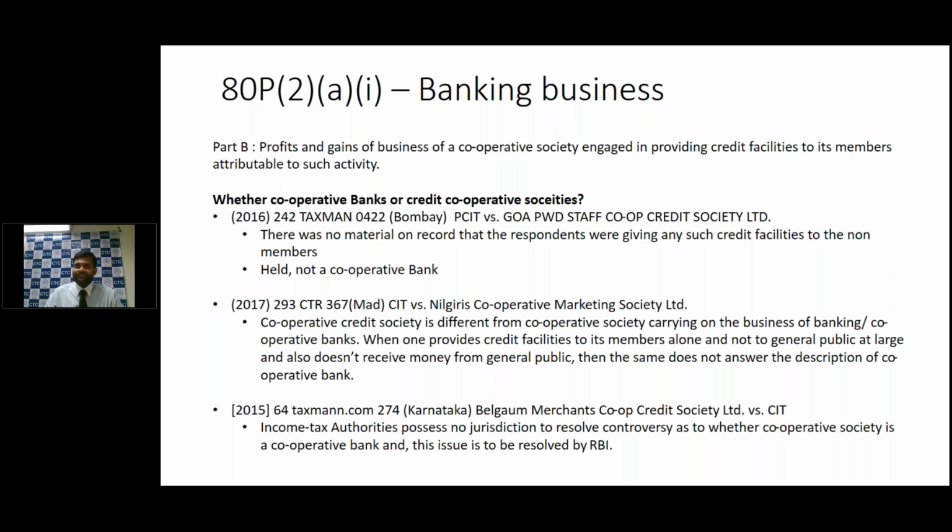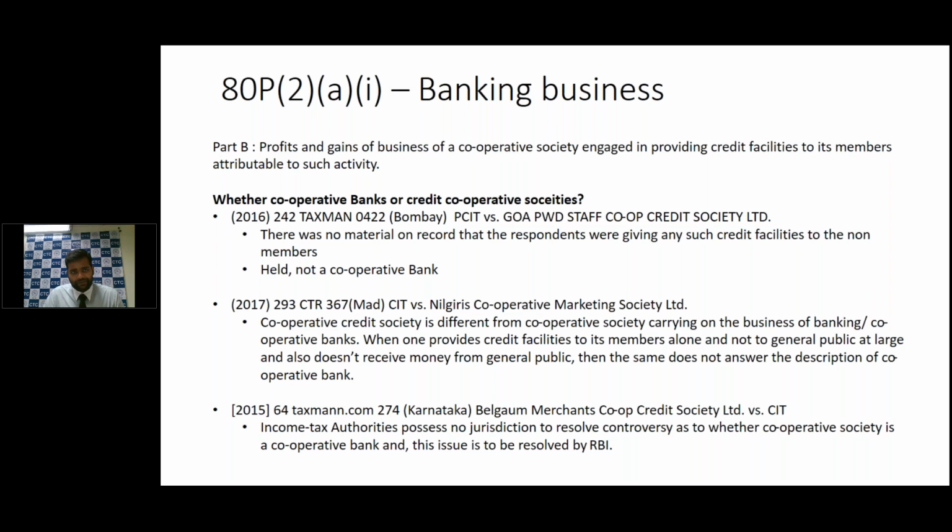In various cases, the assessing officer tries challenging that a cooperative society is a cooperative bank and not a credit cooperative society, and therefore its income is not allowed to be deducted under Section 80P(2)(a)(i). Such cases came up before the High Court, and we have certain judgments of the High Court. The Bombay High Court, in the case of Goa PWD Staff Cooperative Credit Society, held that the assessee in that case was only engaged in providing credit facility to its members. They were not providing credit facilities to non-members, and therefore they cannot be treated as a cooperative bank.